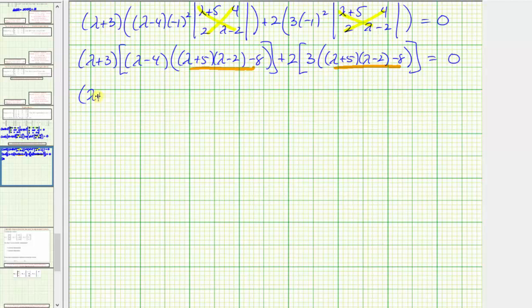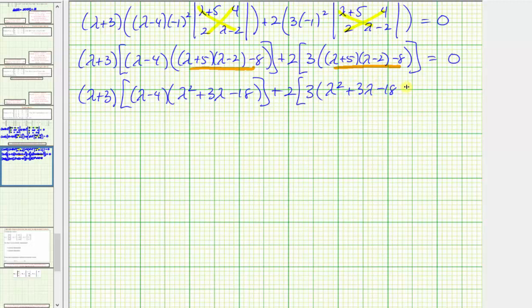So we have the quantity lambda plus 3 times, we have lambda minus 4 times, here we're going to have lambda squared, and then minus 2 lambda plus 5 lambda, that's plus 3 lambda, and then we have negative 10 minus 8, which is minus 18, plus 2 times the quantity 3. Now this is the same expression as this expression, so this is going to simplify to the quantity lambda squared plus 3 lambda minus 18.